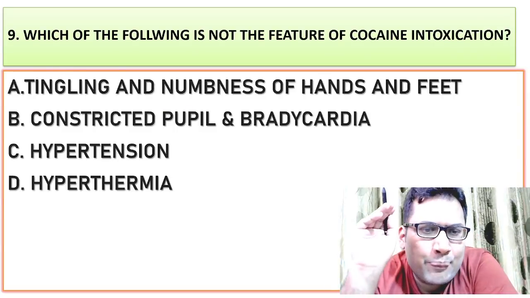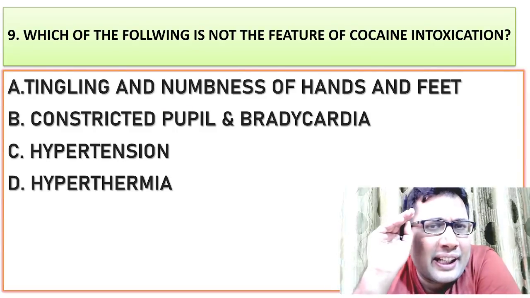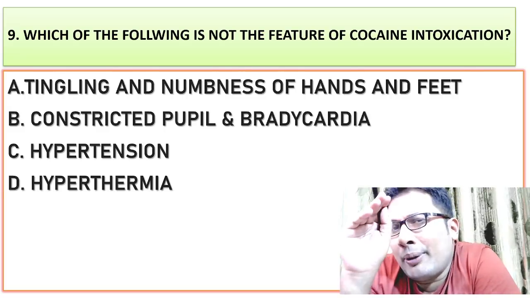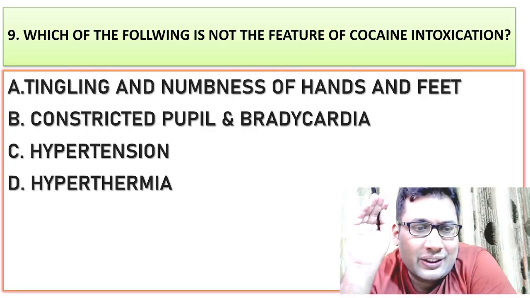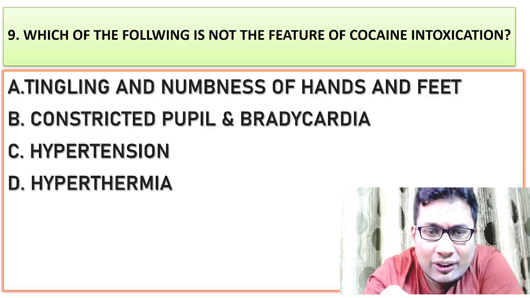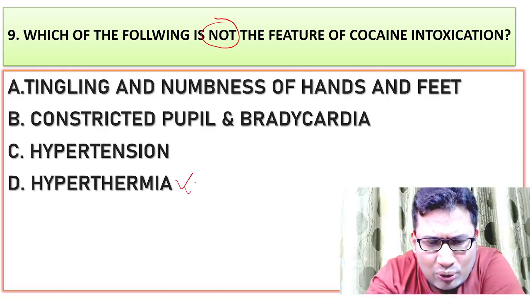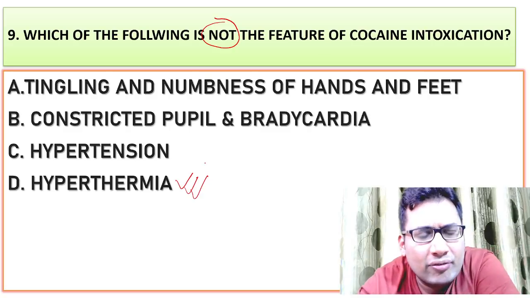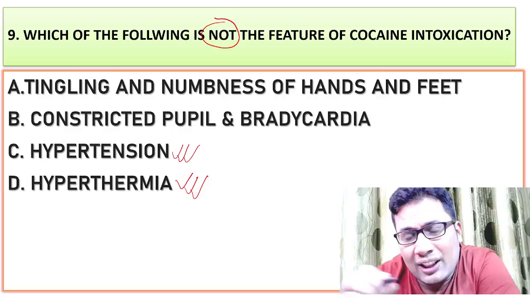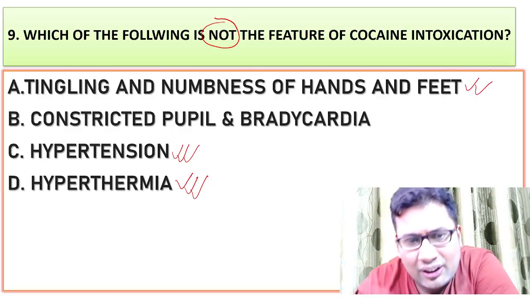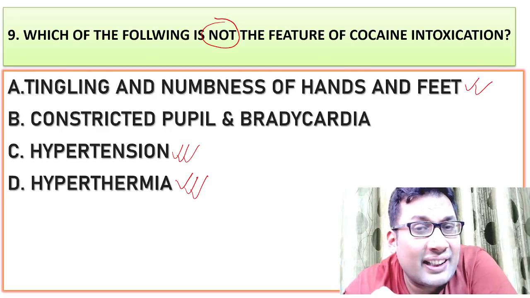Question number 9. Which of the following is not the feature of cocaine intoxication? Again, the framing of the question may be different, but the topic is same. We discussed many times in our classes. So which of the following is not the feature? Yes, hyperthermia, well known, it is hyperthermia that is seen. We know hypertension also seen. Tingling numbness also that is seen. But constricted pupil, no. There is a tachycardia.